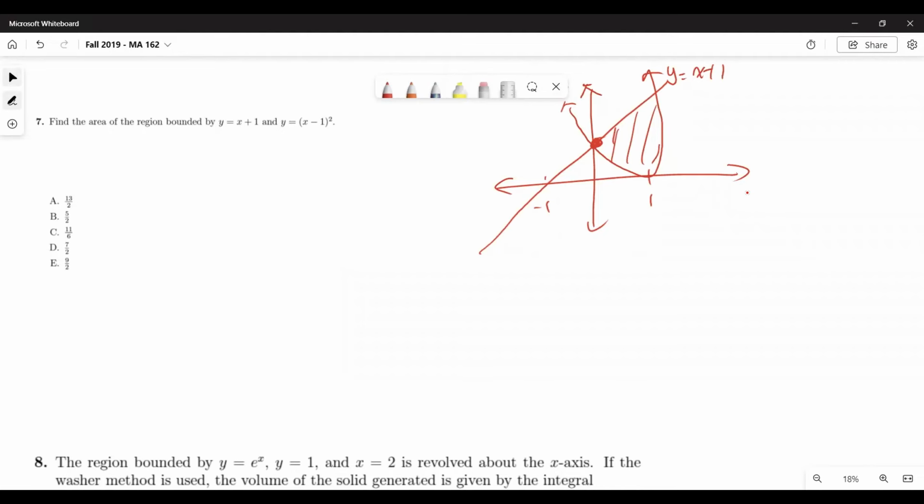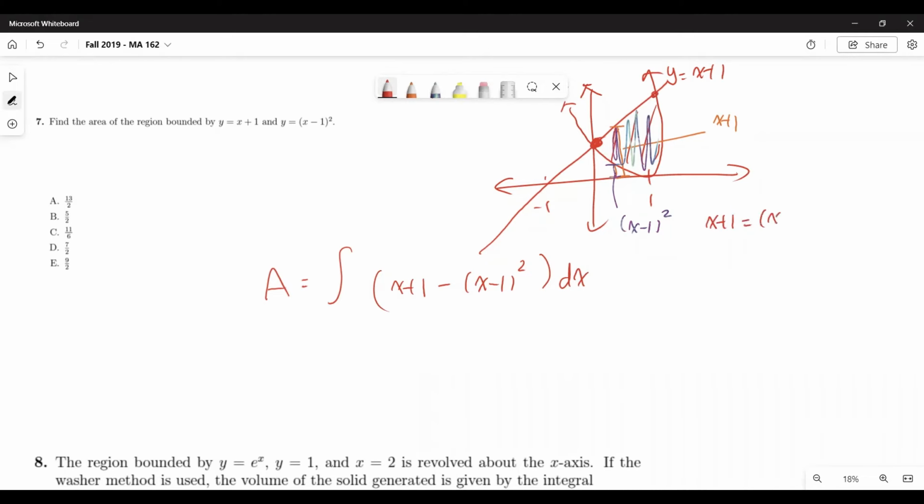So this area is from this big height, which is x plus 1, minus the small height, x minus 1 squared. If you subtract those two heights and integrate it, that becomes the area of the region. So the area is the integral of x plus 1 minus x minus 1 squared dx. And this is integrating from the two intersection points. So let's find the intersection points. So x plus 1 equals x minus 1 squared. If you set those two equal to each other, then you can find the intersection points.